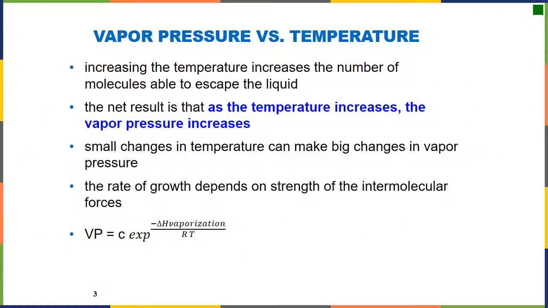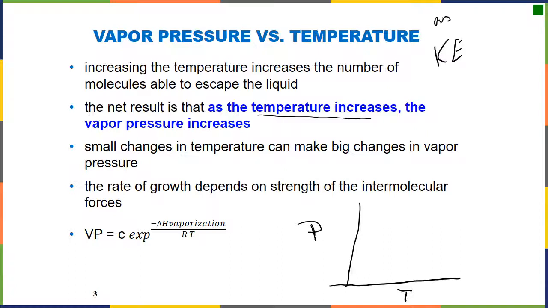All right, vapor pressure versus temperature. So if we consider vapor pressure as a function of temperature, we're going to put temperature down here and we're going to put pressure up here. Now, as the temperature goes up, the kinetic energy of the molecules is also going to go up, and as the kinetic energy of the molecules goes up, they are going to escape the liquid in higher numbers, and our vapor pressure is going to go up. So pretty much for any liquid, we're going to get a vapor pressure curve that looks something like this.